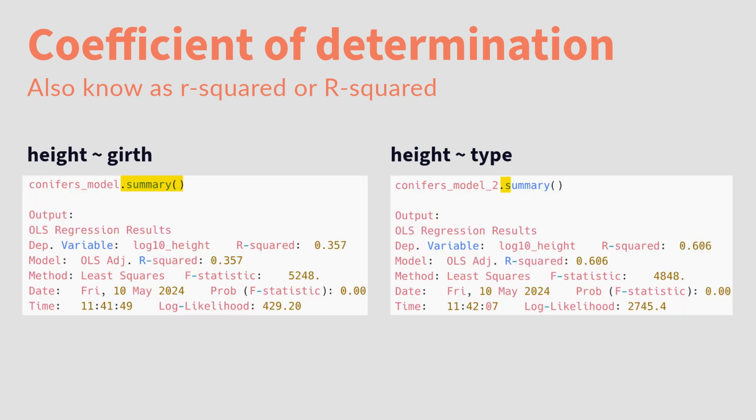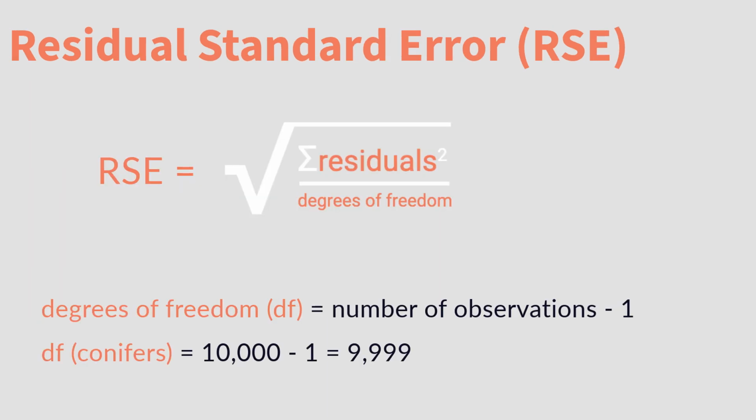When we use the summary method on the model object, the R-squared and the adjusted R-squared values are printed. Since we are comparing two simple linear regressions, we will use the R-squared values. Looking at the R-squared values, we can see that the model that takes into account the type of the tree is a better model since it has a higher R-squared value of 0.6 compared to the other one that takes into account the tree girths.